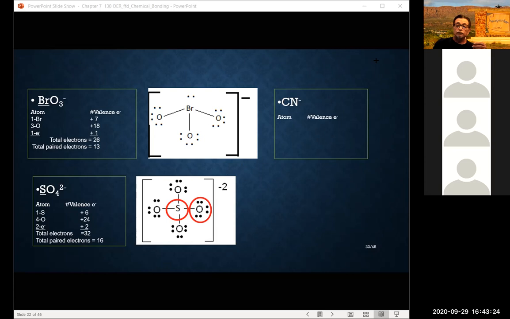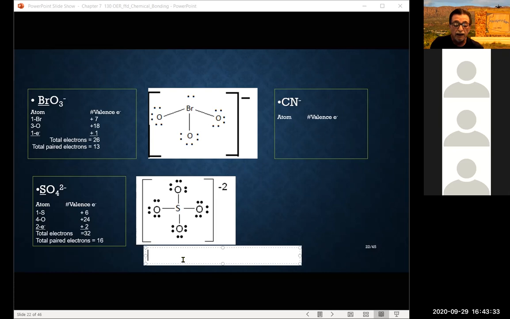We can also determine this general formula, which in this case would be AB4, subscript 4. That is a general formula. You go to the shapes table, that is tetrahedral.